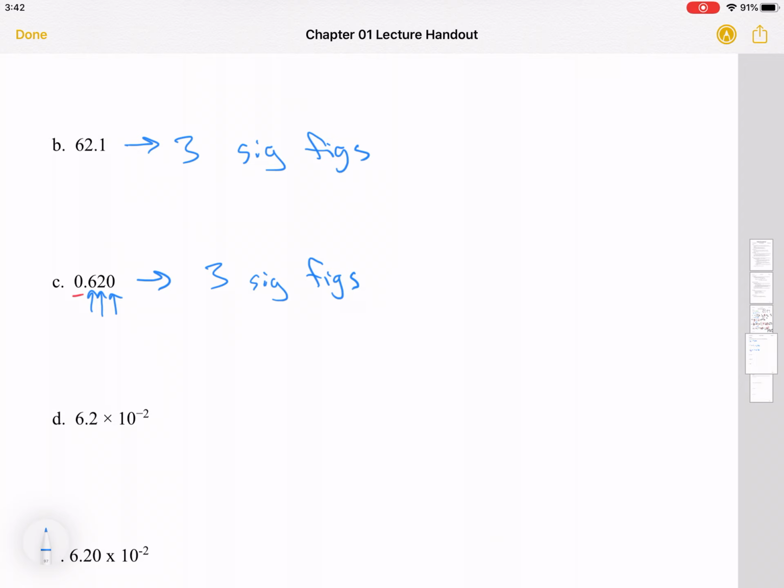Okay, so here's another number, 6.2. Well, there's 1, there's 2, and this 10 to the minus 2 is also telling me where the decimal is. So 10 to the minus 2 does not add to the sig figs, right? It's just this thing. So this is 2 sig figs.